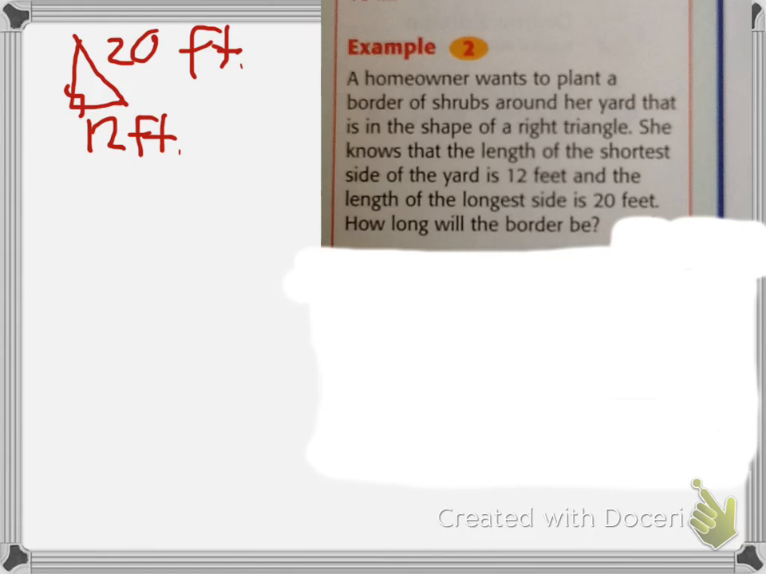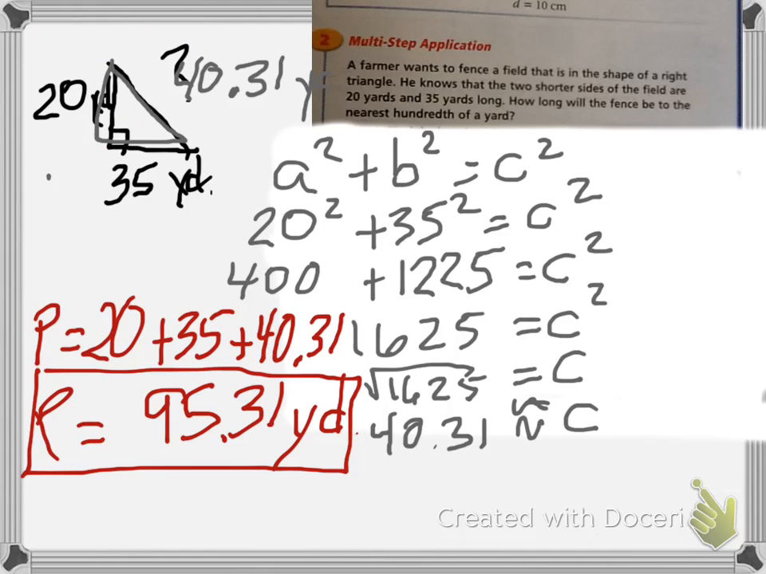Okay, so once again we need to be finding the perimeter, but we have a missing side. Oh my goodness.